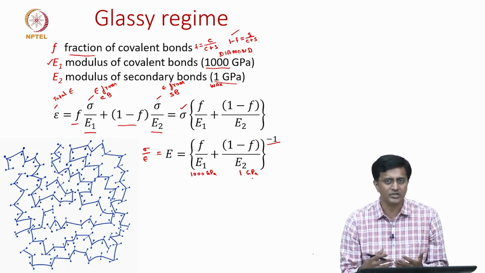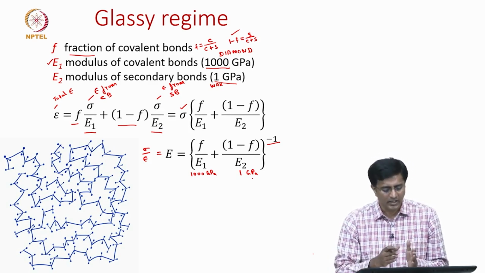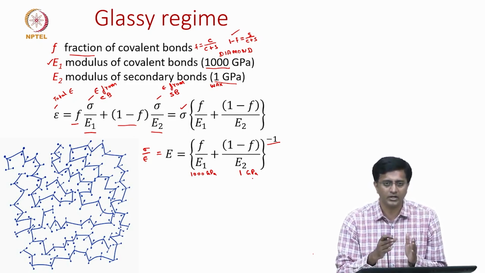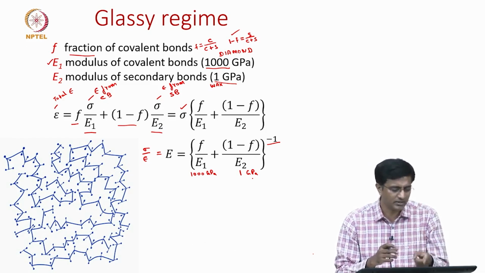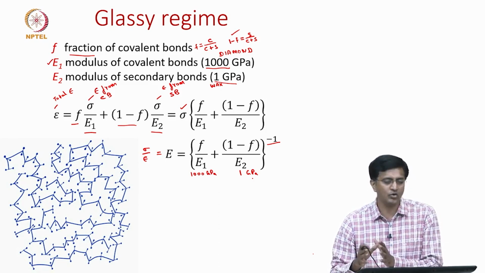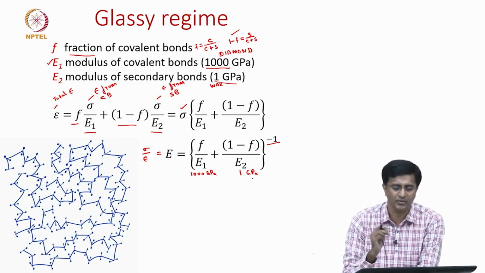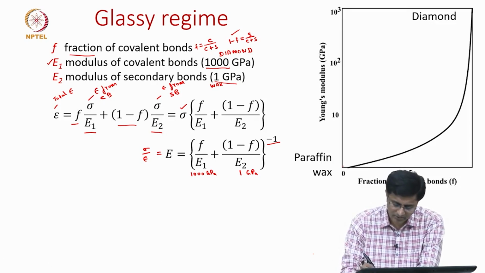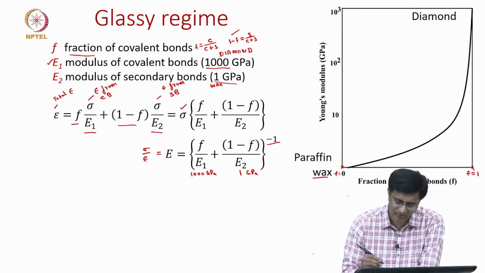What is F? F is the fraction of covalent bonds. So, I can go through values of F from 0 to 1. 0 means there are 0 covalent bonds, which means it is a pure secondary bond material like this wax, and when F is equal to 1, it has only covalent bonds, and that extreme is the diamond. So, let us show it with a plot here, where, as I just mentioned, this is F equal to 0 and the other extreme is F equal to 1.